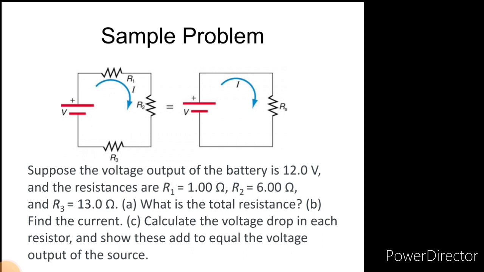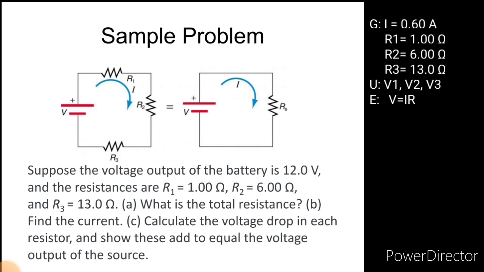So let's solve muna the voltage in R1. Okay, dun sa ating R1. So ang formula natin will be V1 is equal to I times R1, or V is equal to IR. So meron na tayong I, ang nakuha nating value ng I is 0.60 amperes. Ang R1 natin is 1 ohm.